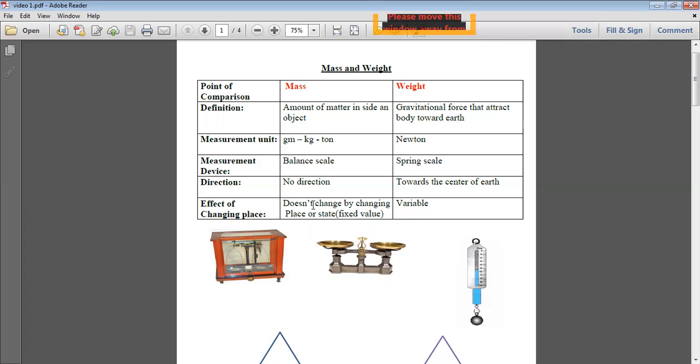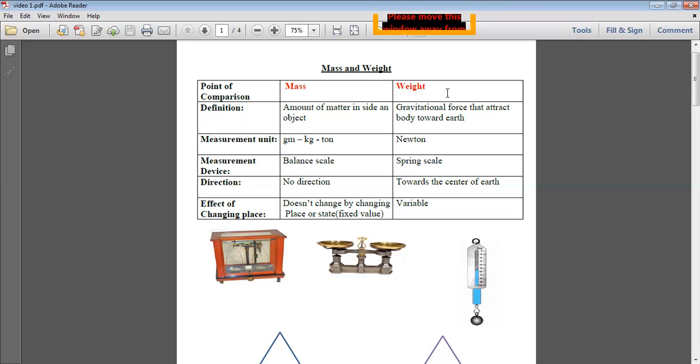Now the direction. The mass has no direction. Does it change by changing place? Do you remember? Of course, it doesn't change by changing place. It is a fixed value. My mass here in class is the same as my mass at home, the same as my mass at the playground. It doesn't change by changing the place.